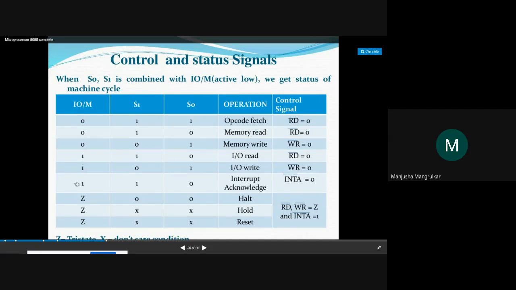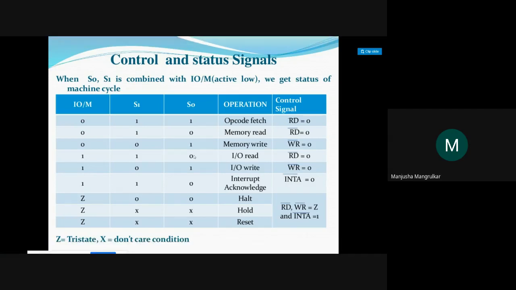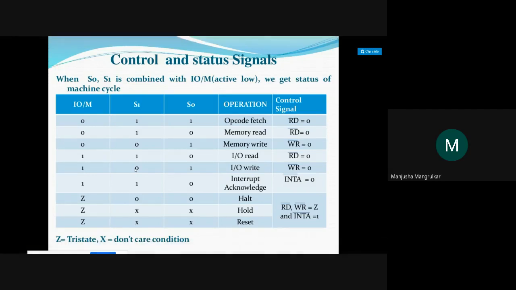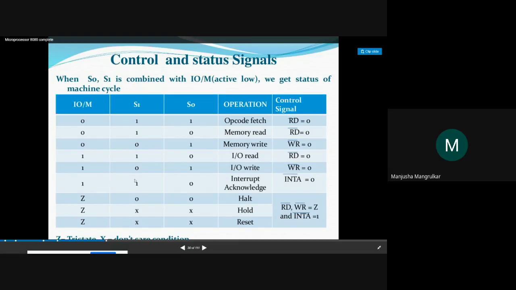Suppose IO/M bar is 1, it means all this operation is with input output devices, right? Now S0 is 0 means what? It is reading from the input devices. S1 is 0 means what? It is writing into the output devices. And if it is 1 and 1, that condition is interrupt acknowledgement. And then there are halt, hold, reset and so on. But this is very important. It gives the status of what operation is going on in your microprocessor, right?